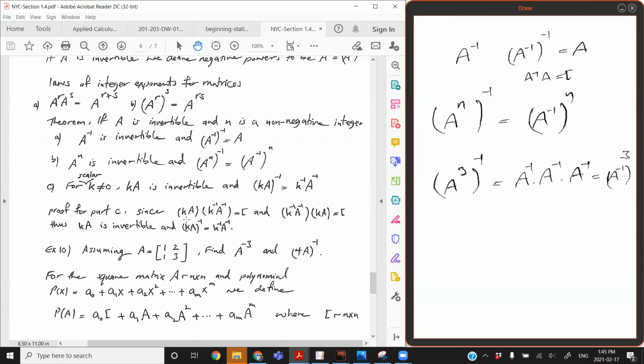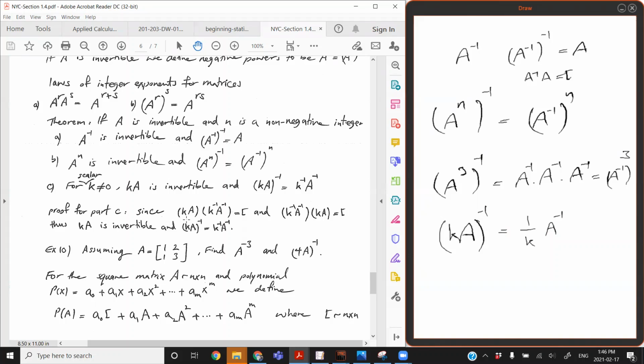And the third part of this theorem says, if you have a scalar, a real number K that's not 0, then for an invertible matrix A, KA is also invertible. And notice that K cannot be 0 because if you multiply 0 by A, you get the 0 matrix, and the 0 matrix cannot be invertible. It has rows and columns of zeros. But as long as A is invertible and K is not 0, KA is going to be invertible. And the inverse is 1 over K times A inverse.